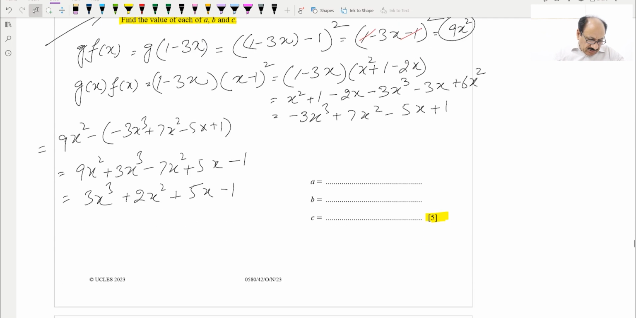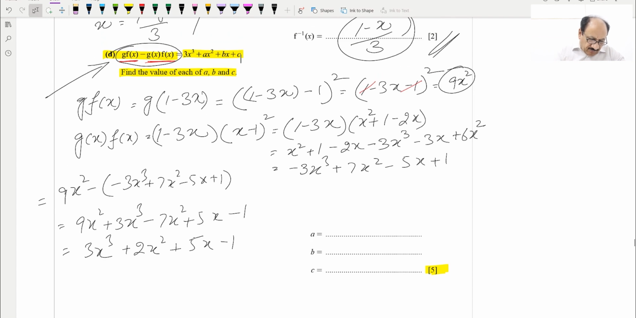So our ABC values will be, A is the value of the coefficient of x square, which is 2 in this case, and the coefficient of x is the b value, so we'll write here 5, and the c value is minus 1, so we can write here minus 1. These are the ABC values, and this was a 5-mark question.